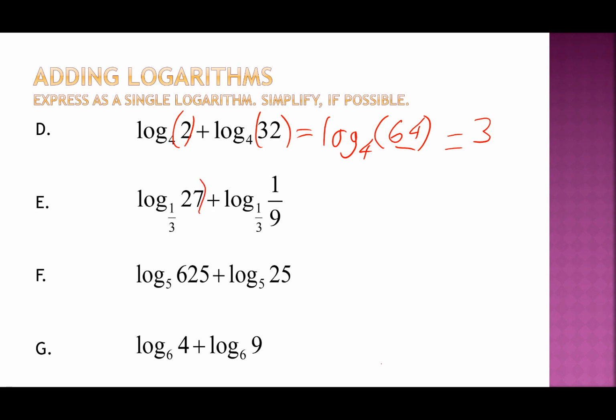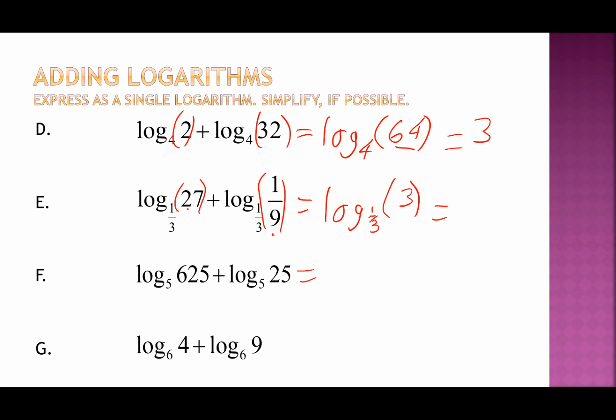With E, again, it's very much the same idea. So we got the logs. They have the same base of 1/3. But you're going to multiply the 27 and 1/9 together. 27 times 1/9 is the same as just 27 divided by 9. And 27 divided by 9 is 3. So it's a log base 1/3 of 3. And that equals a number as well. But I'm not as skilled at doing that one in my head, so I'd type that in the calculator. But we're going to go ahead and move on.